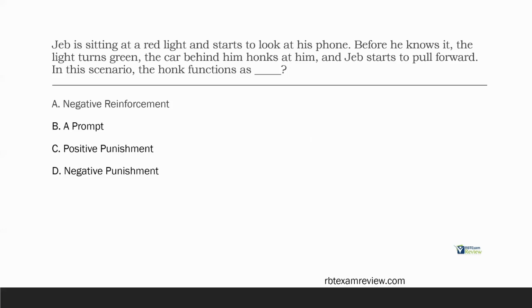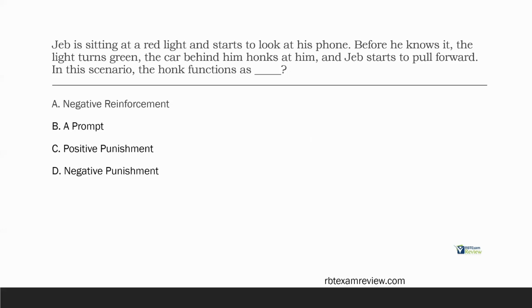So again, break it down. Don't just guess. Don't just jump to the answer choices and try to start eliminating things, okay? Think these things through. It's going to make you way better and faster at the exam. Again, think about it. The light turns green. That's our SD. Jeb pulling forward is our response. The car behind him honking at Jeb comes in between the SD, evokes the desired response, and that's our prompt, okay?